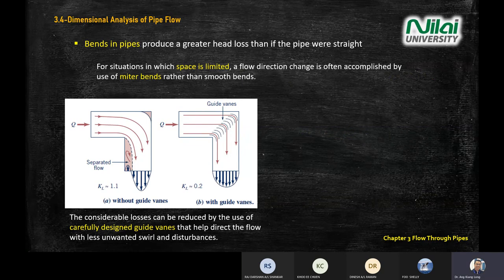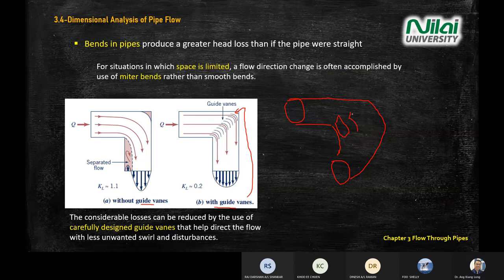Another configuration in pipe. Two more slides, then you stop. So another configuration in pipes: on the left-hand side diagram is without the guide vanes, right-hand side is with guide vanes. What is a guide vane? You can see this one, the small thing like a hair inside here. You see the curvature. Let me draw in 3D. All this curve means there is a guide inside the pipe. It's like a fin that guides the flow.